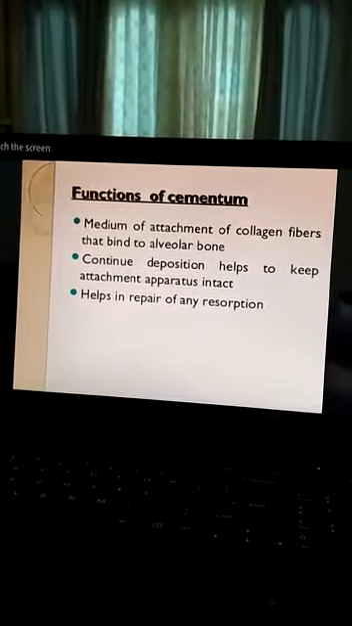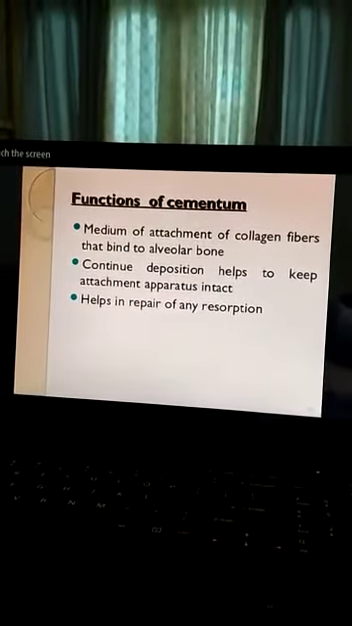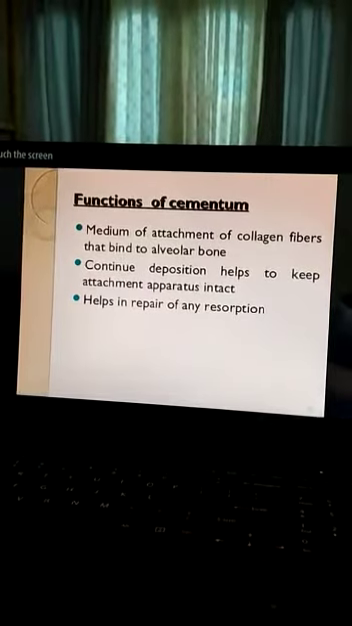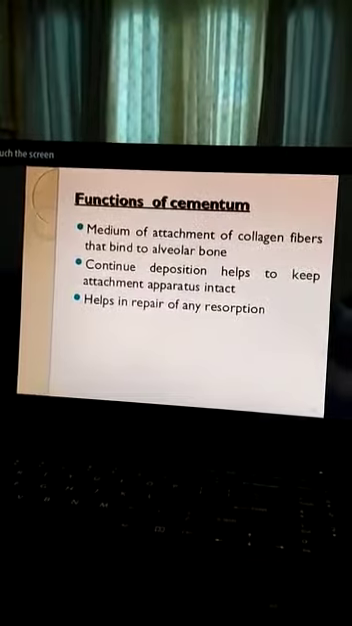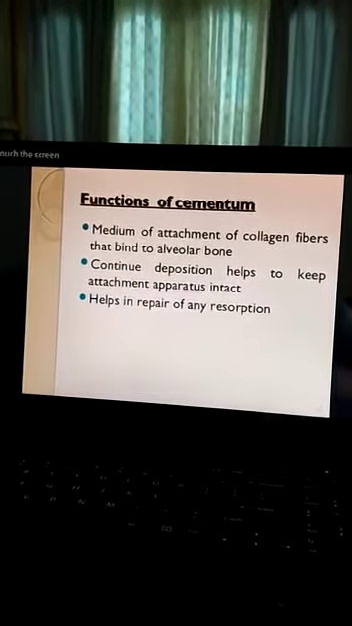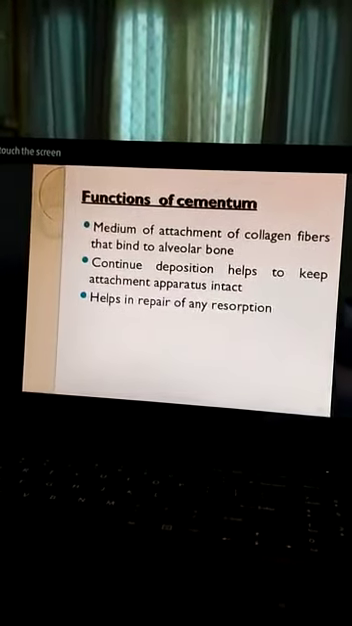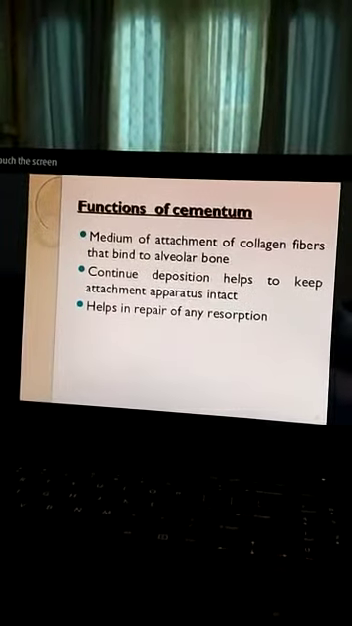Function of cementum: it is the medium of attachment of collagen fibers that bind to alveolar bone. The continuous deposition helps to keep the attachment apparatus in contact. It helps in repair of any resorption.